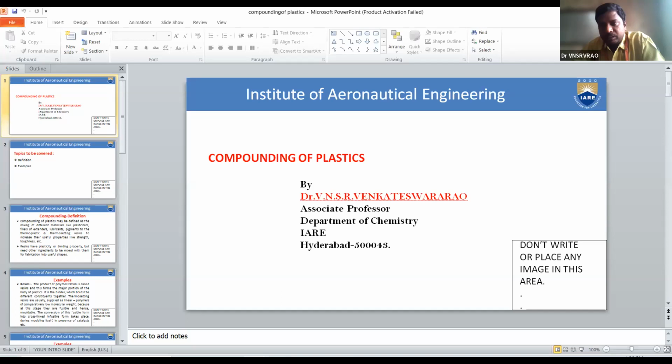The definition with the examples. So first of all, definition. Definition is nothing but a compounding of plastics, mainly applicable to improve the strength of the pure plastics.